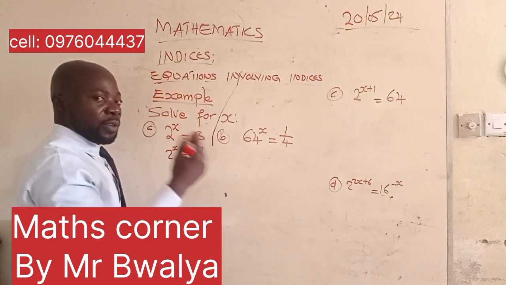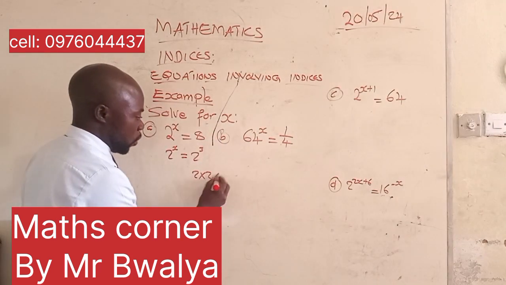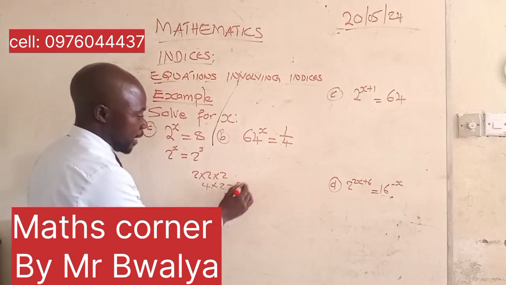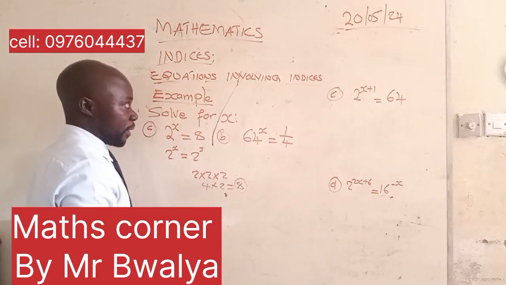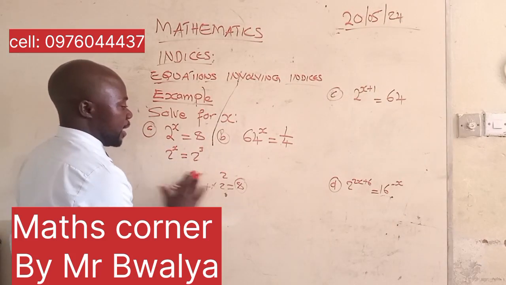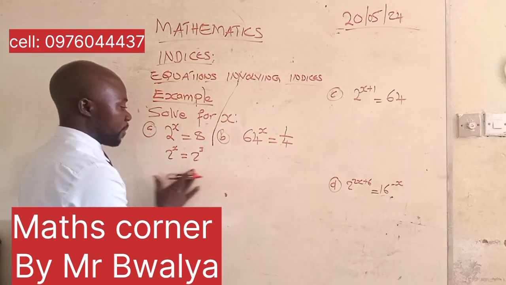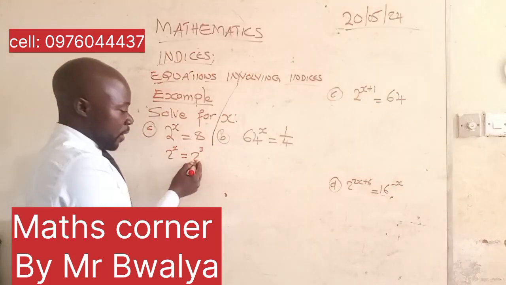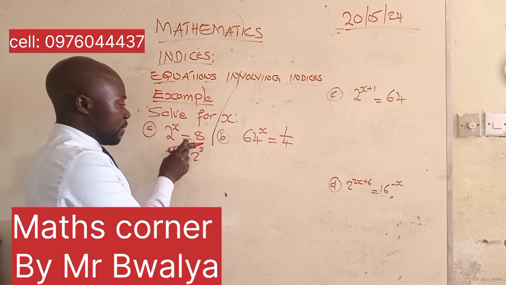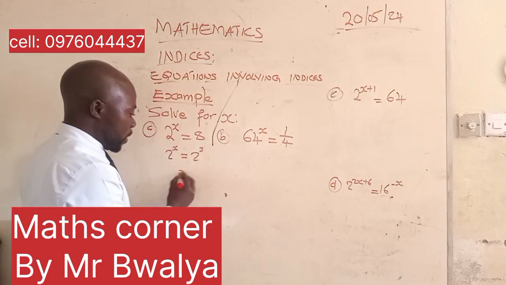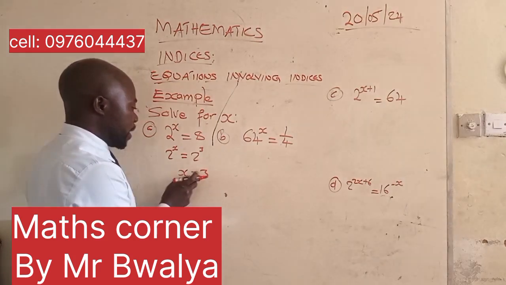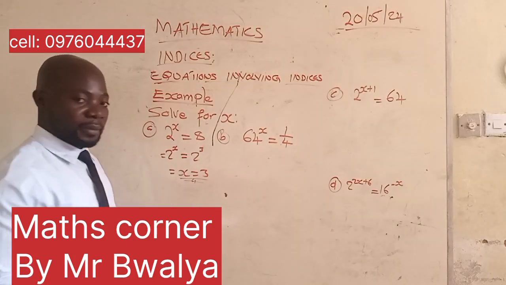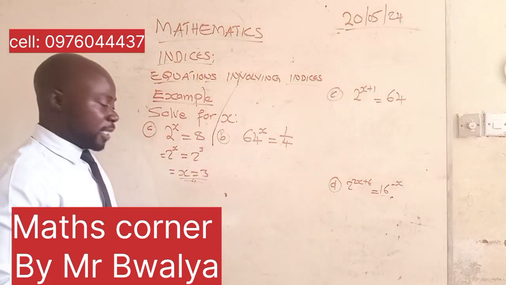For the sake of learning, 2 times 2 is 4, and 4 times 2 is 8. So we have this 8 given there. Now, since we've got the same base, which is 2 and 2, we go with the powers, which gives x is equal to 3. Therefore, x equals 3, which is the final answer. Very simple indeed.